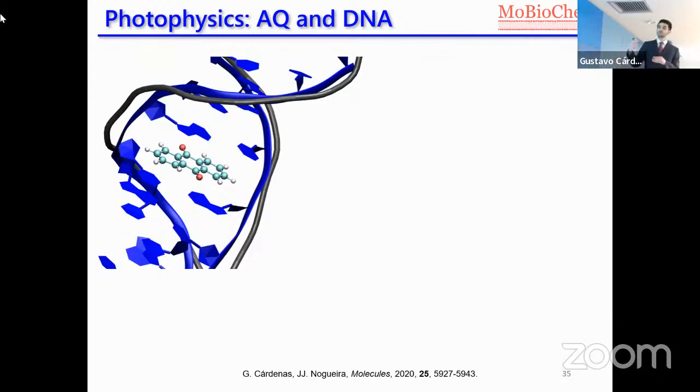Now, here the question is how to define or characterize these different conformations. Well, what we did was to define two vectors here. One is the long axis of anthraquinone, and the other one is an axis defined as the bond direction, the hydrogen bonds of guanine and cytosine, only one there. The conformations were characterized by considering the angle that these two vectors could form.